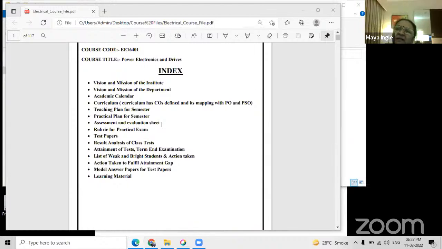The documentation has so much importance that without documentation, nobody will agree that you have done it. Even if you have really acted very nicely, nobody will accept it, because documentation is very, very important in any accreditation. So, action taken to fulfill the attainment gap.